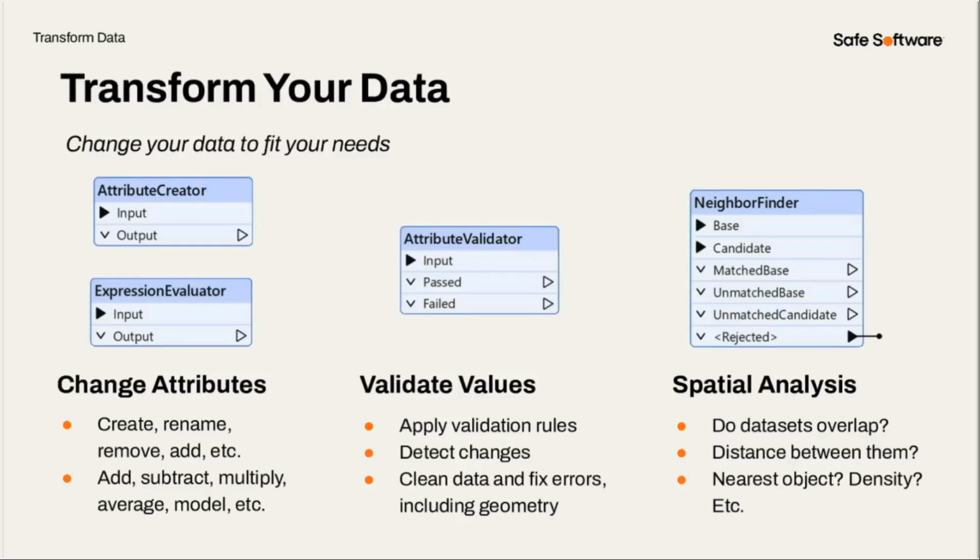FME is also a strong tool for performing spatial analysis. So we can ask questions such as, do the data sets overlap? What's the distance between them? And are these objects close to each other? And what's the density within certain areas? So these, again, are just a few of the different transformations that you can perform. But FME really has so many different possibilities as to what you can do. And that's one of the key things with FME is that you really get that granular control over the different steps in your workflow, so you can build those out to how you want them to be.